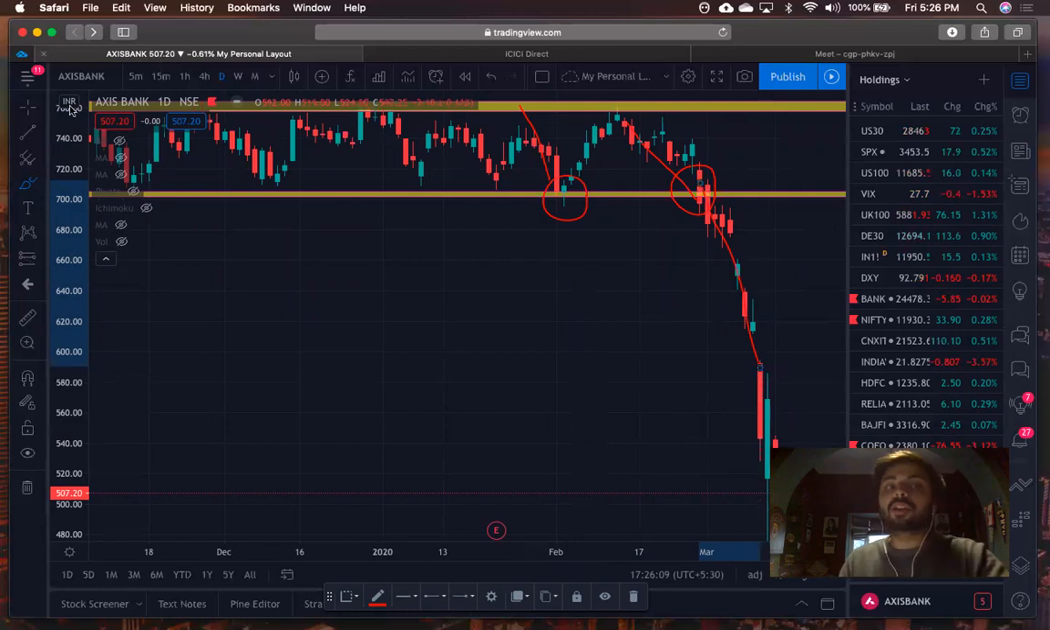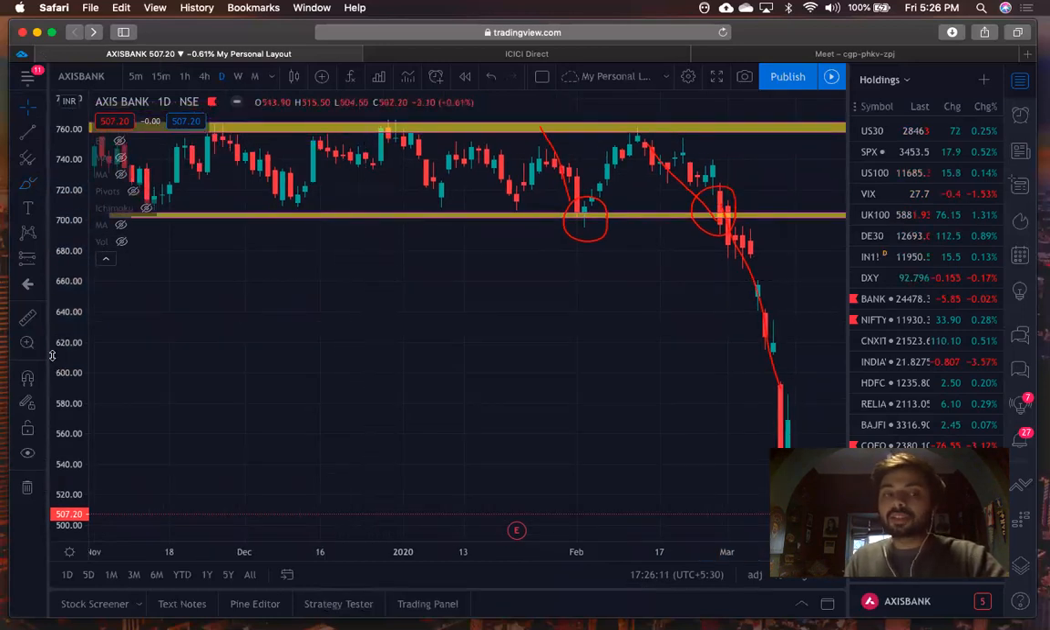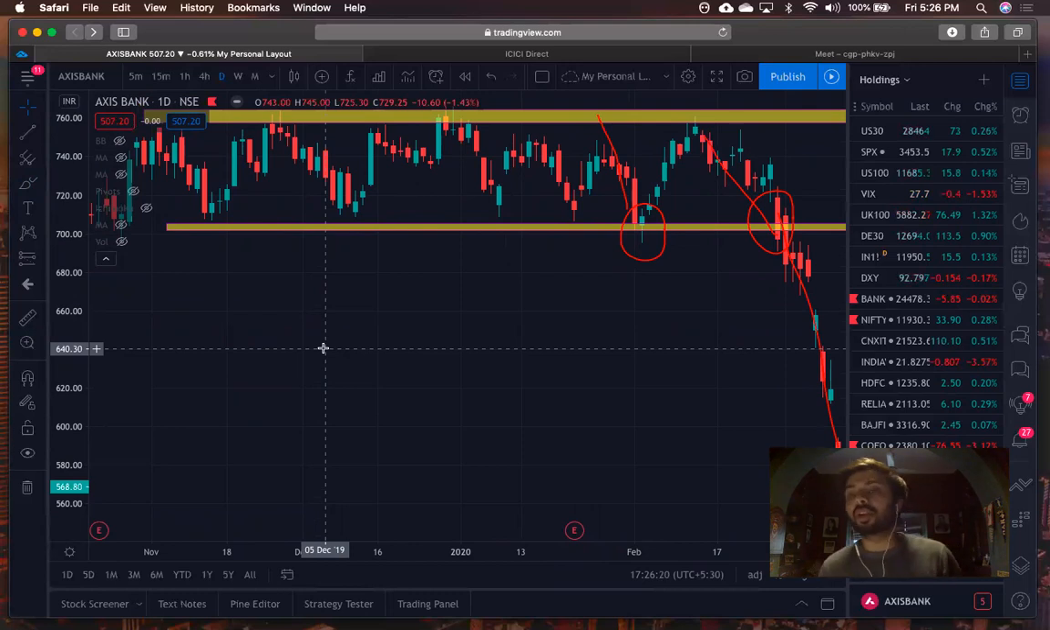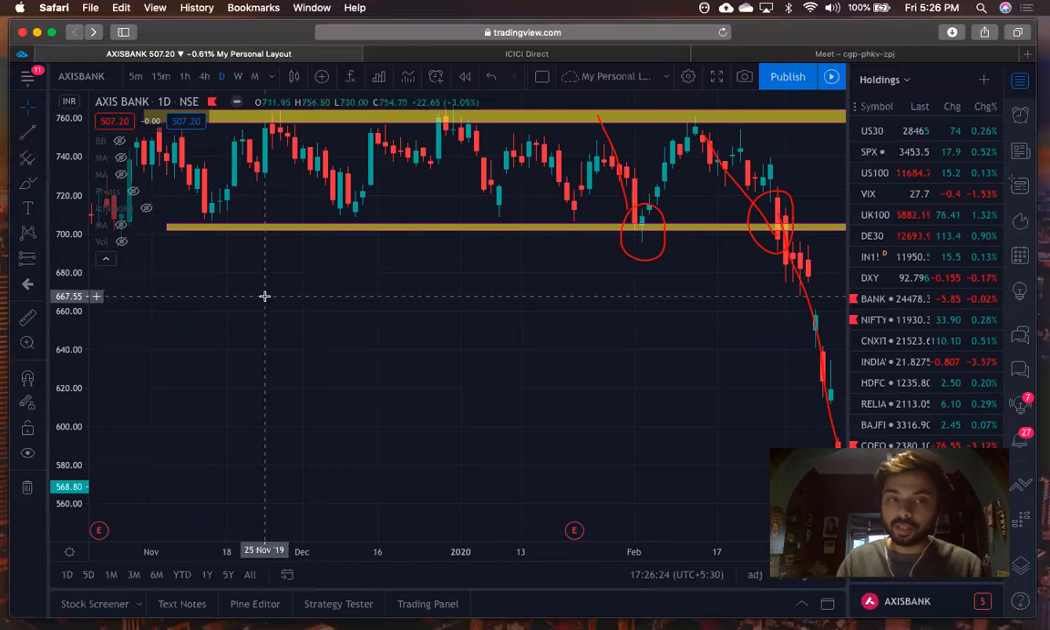So now let's get into the rule number two. The rule number two is that the support and resistance is not a level. The support and resistance is a zone. That's a very, very important rule. A lot of people make mistakes due to this. So let me explain what I'm trying to come at.